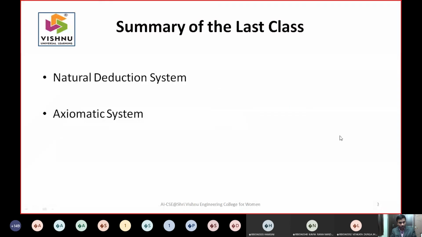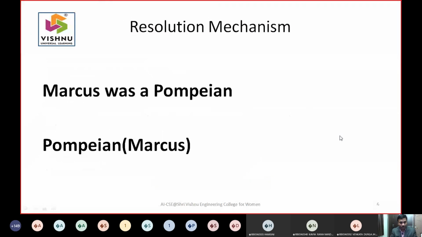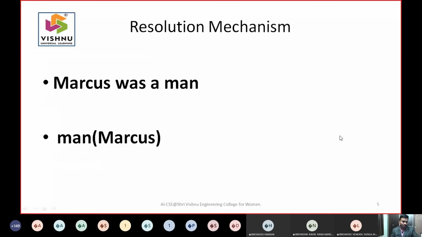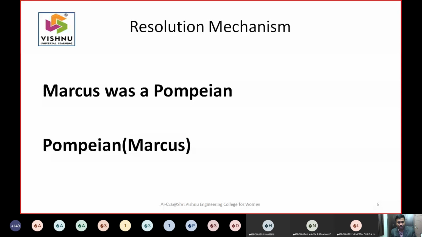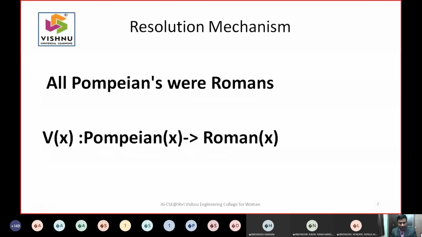So if you wish to apply those two steps here, see, this statement is in clause form. This is a clause form because there is no quantifier here, there is no existential quantifier. This is a simple atomic statement. This is an atomic statement. This is in clause form. And is this statement in clause form?